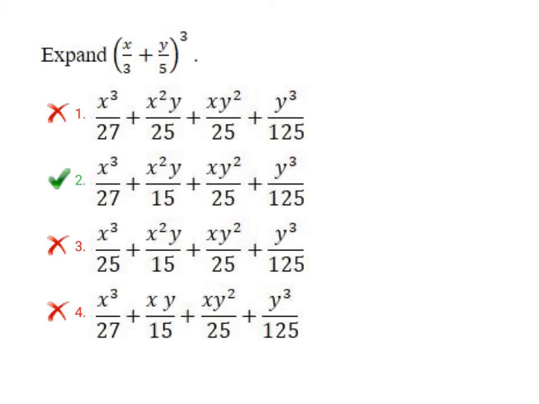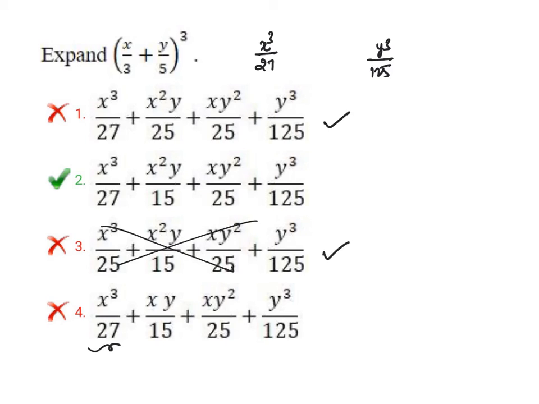Next, x by 3 plus y by 5 whole cube. So you should get a cube plus b cube. So a cube is x cube by 27. B cube is y cube by 125. So search for these terms. So x cube by 27, y cube by 125. So this you can eliminate.